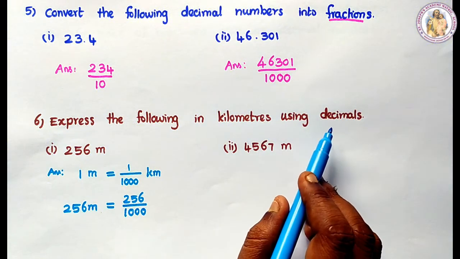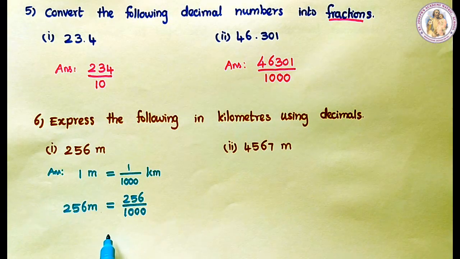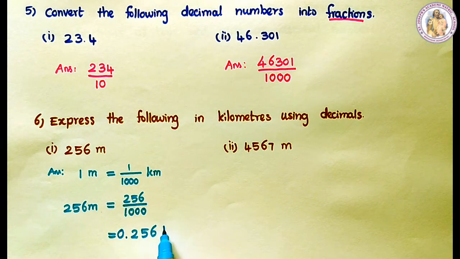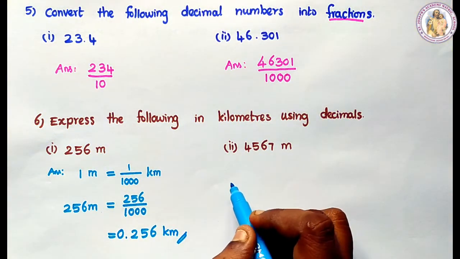We have to change in decimal form. So how will you write that in decimal? 3 zeros. So write down the number, 3 zeros in denominator. So before 3 digits we have to keep the point, 1, 2, 3. Here no digit or number, so put 0. So 0.256 kilometer. That is the answer. Next one.